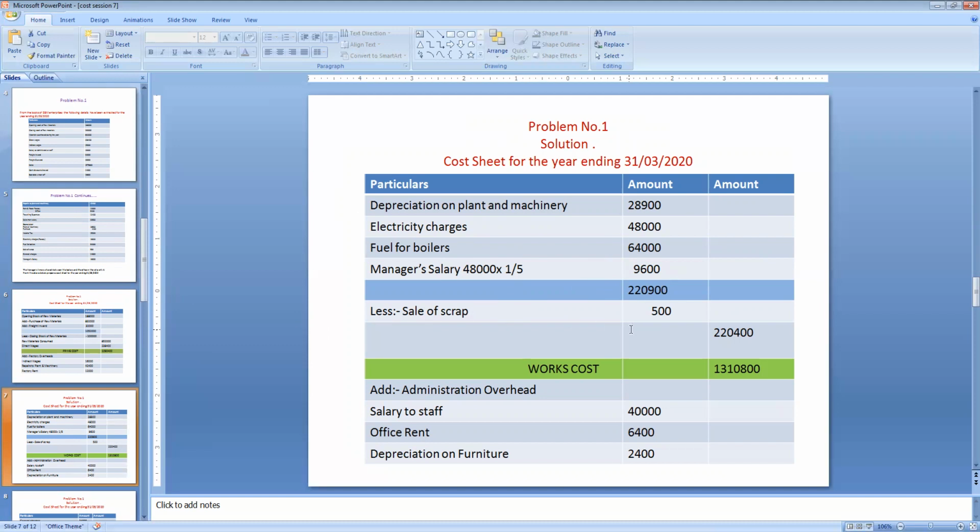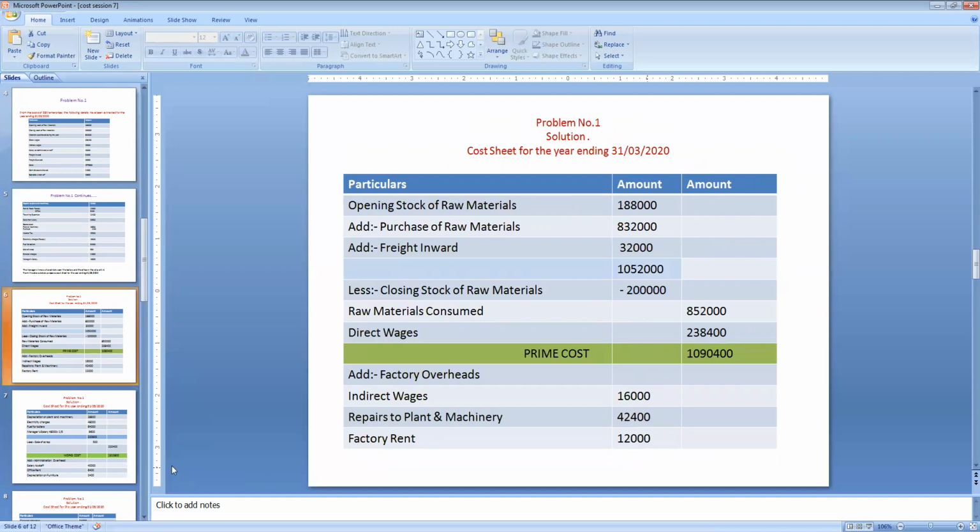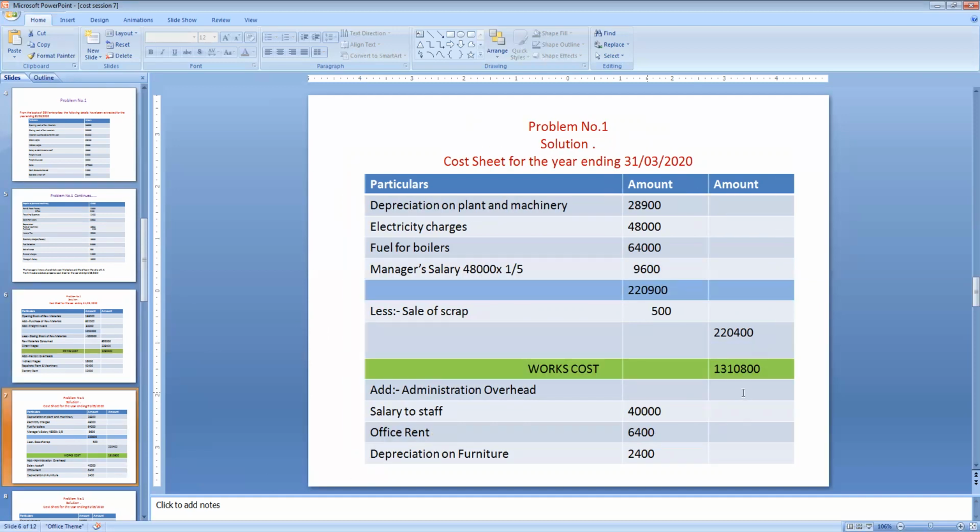With that we should deduct the scrap sale we got, that is an income here. So the expense has to be added and income has to be deducted, that is 500 we should deduct. The ultimate thing we get will be considered as the total factory overheads. Again this total factory overheads has to be added to the prime cost, that is 10,90,400. Then the works cost will be 1,31,800 is the total works cost.